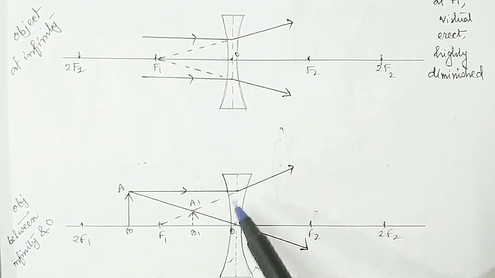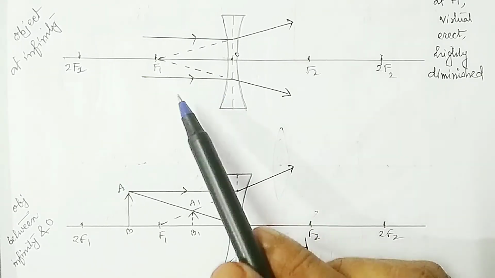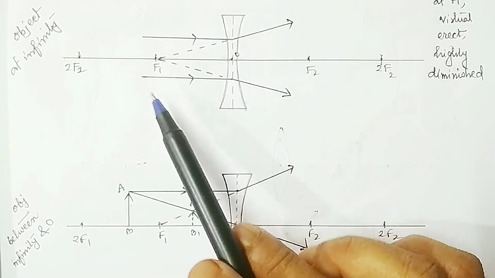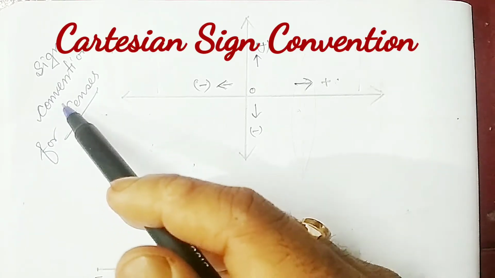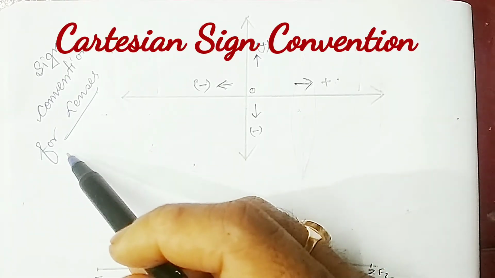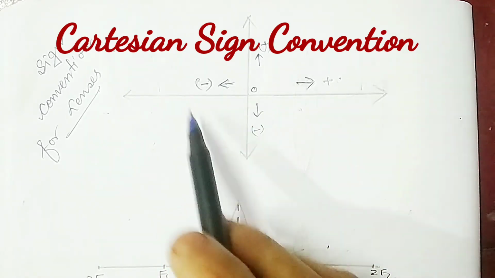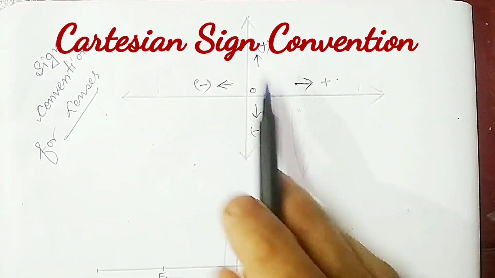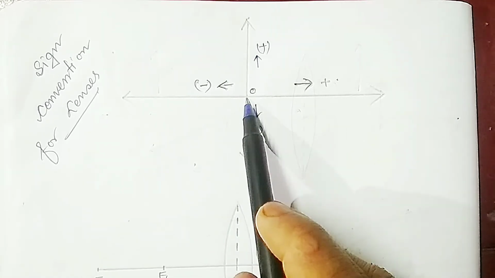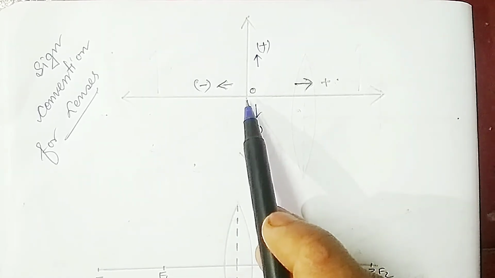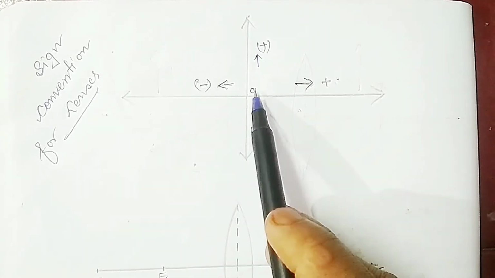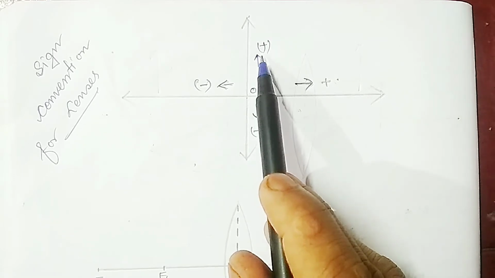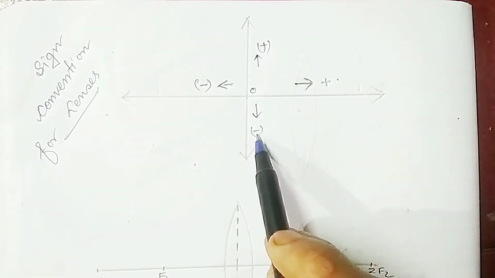So in a concave lens, we have to consider two cases. In the first case, when the object is located at infinity, and in the second case, the object is located anywhere between infinity and optical center. Now I will explain the new Cartesian sign convention for lenses. In geometry, in case of a Cartesian plane, this line is called the x-axis and this line is called the y-axis, and the point where they intersect is called the origin. On this side we consider positive, on the left hand side we consider negative. From origin, anything above is considered positive, and anything below is considered negative.